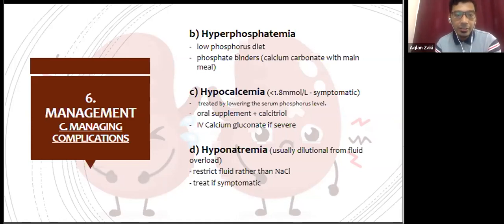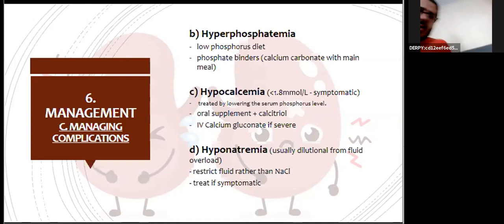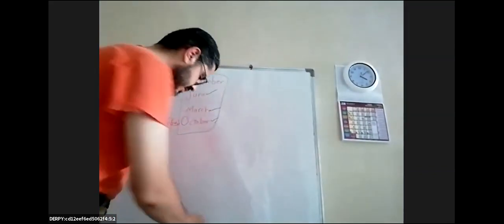So we correct it. Okay, let's do one example because this is your work during housemanship. We go to the whiteboard now. Okay.